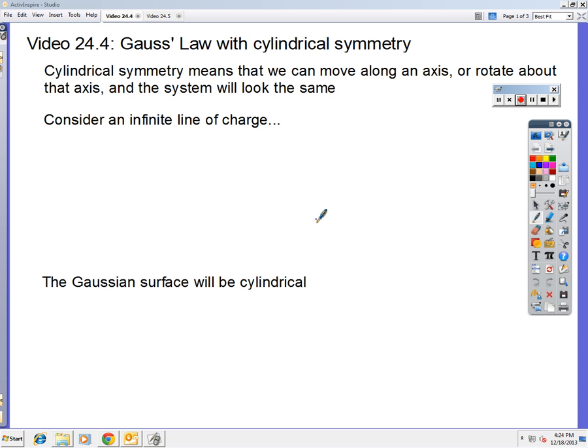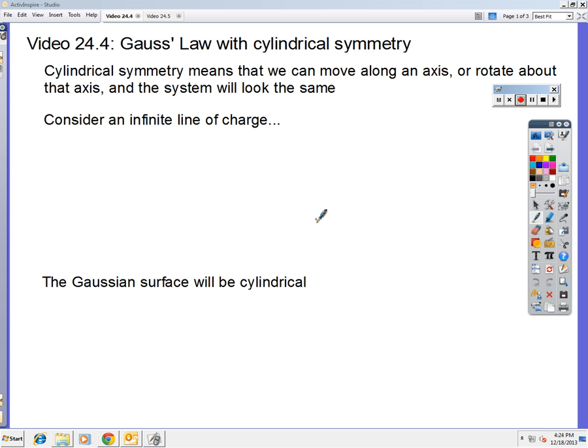Okay, this is video 24.4. We're looking at Gauss's law with cylindrical symmetry. Now remember, Gauss's law says that if you have an imaginary surface, the amount of charge enclosed in that surface is proportional to the net electric flux through it.